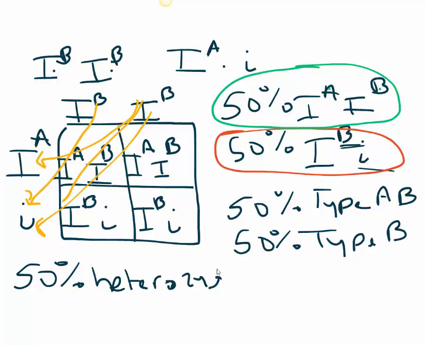And then what is the probability that a child will have a codominant genotype? Well, that's what I circled in green there. So the answer to that one is also 50%. It's going to be I^A I^B, which is considered codominant. They're going to be type AB.